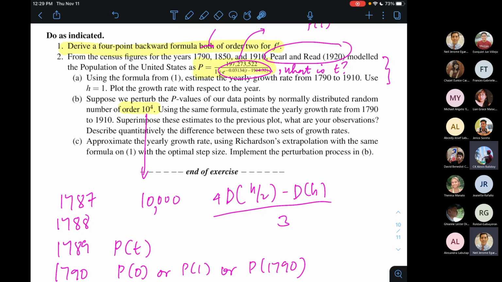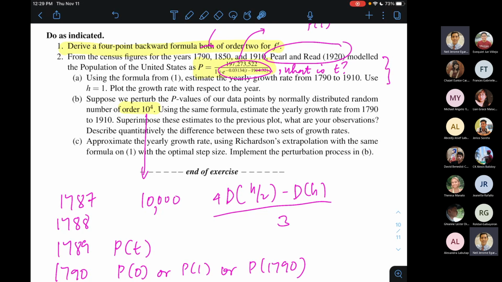Kasi po dun sa module 5, yung sa perturbation po na order 10 to the negative 2, ang random numbers po from negative 10 to the negative 1 to 10 to the negative 1. So I was wondering po kung yung random number ay nag-a-add po ng 1 dun sa exponent.